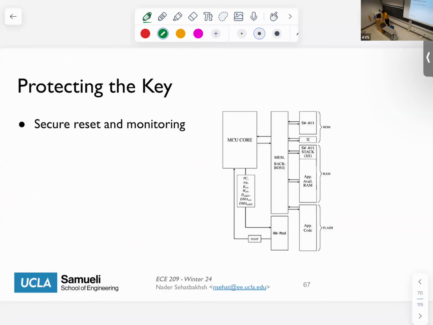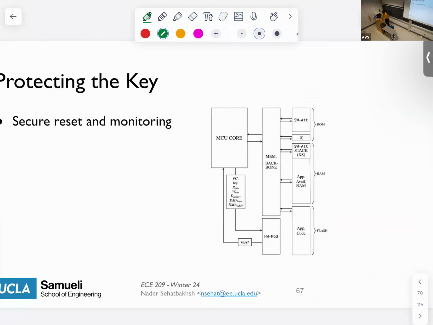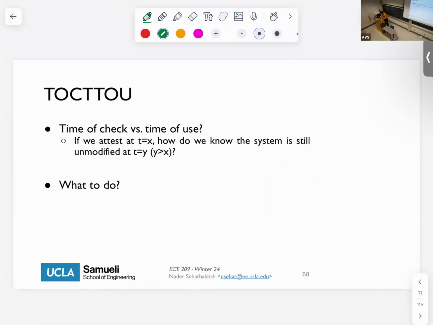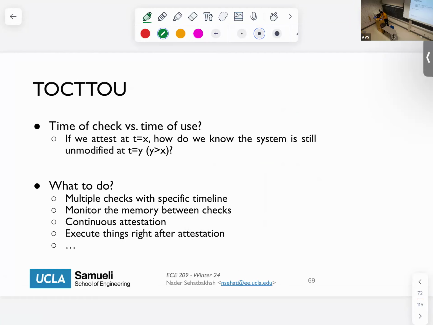All right. And then, of course, if someone tries to access it, we're going to make sure that nobody but the software attestation code has access to the key. This is the key. This is the software attestation. If anybody else tries to access the key, your memory unit will block that access. Okay. And as I said, I already talked about time of check, time of use. What I'm going to do next is describe how we fixed this issue.